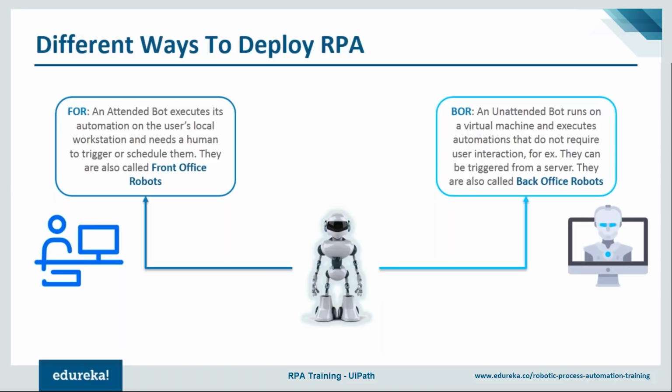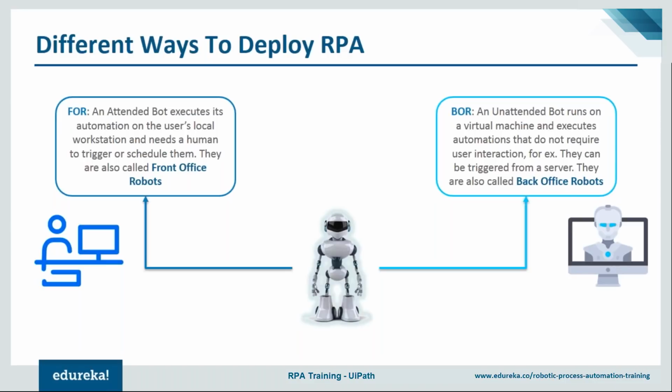So if my application has been designed in such a way that it will be executed like this, these kinds of applications would be termed front office robots, because you need a human to execute them, right? They're not executing on their own. You still need a human to actually work with them.